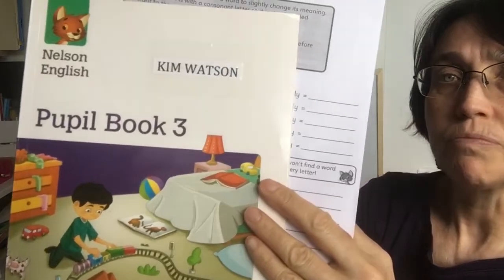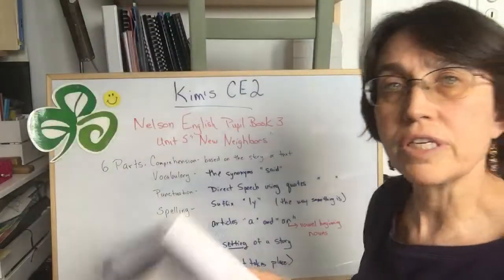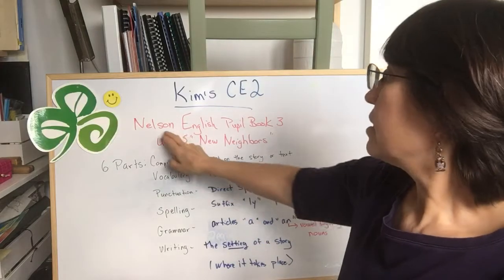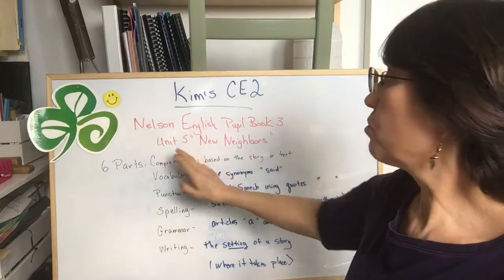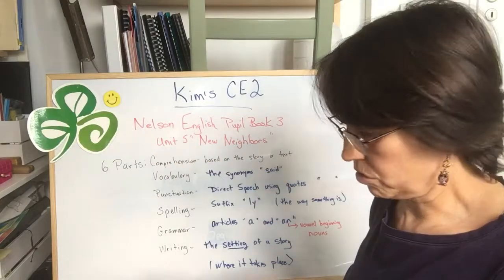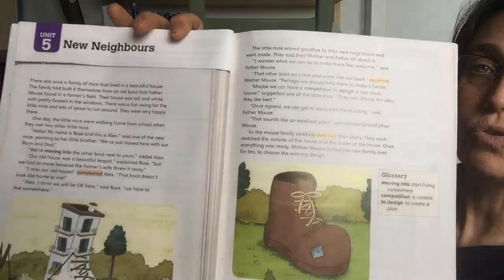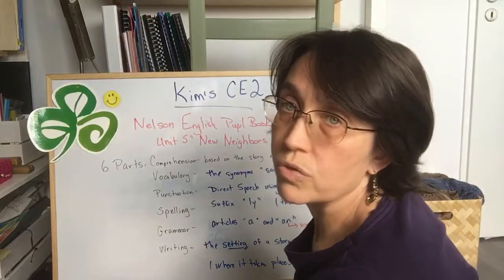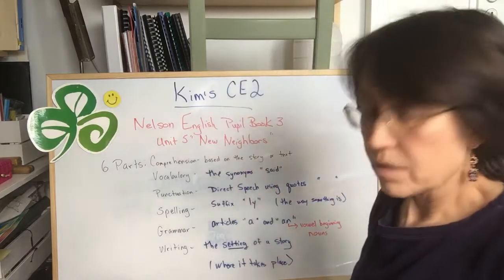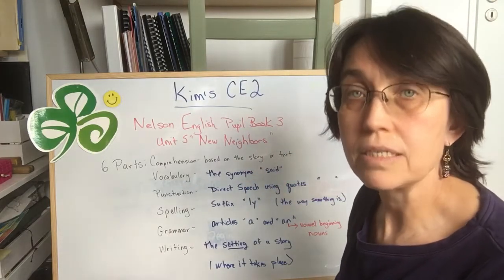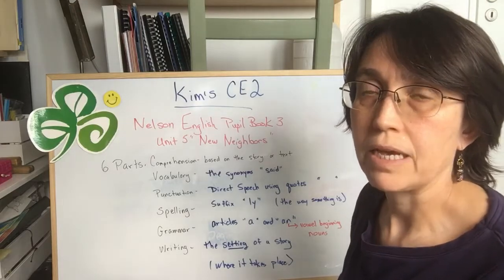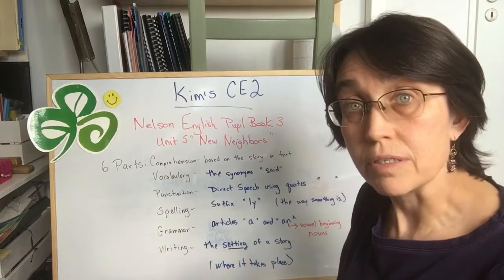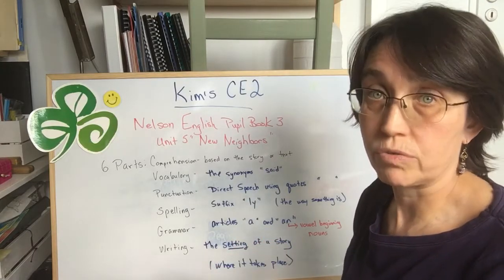English Pupil Book 3 for Kim's CE2 class. The Nelson English Pupil Book, we will work on Unit 5 called New Neighbors. All coursework we do in this unit needs to be done on English lined paper. I will explain how this course book works for the parents, to help the parents help the children.